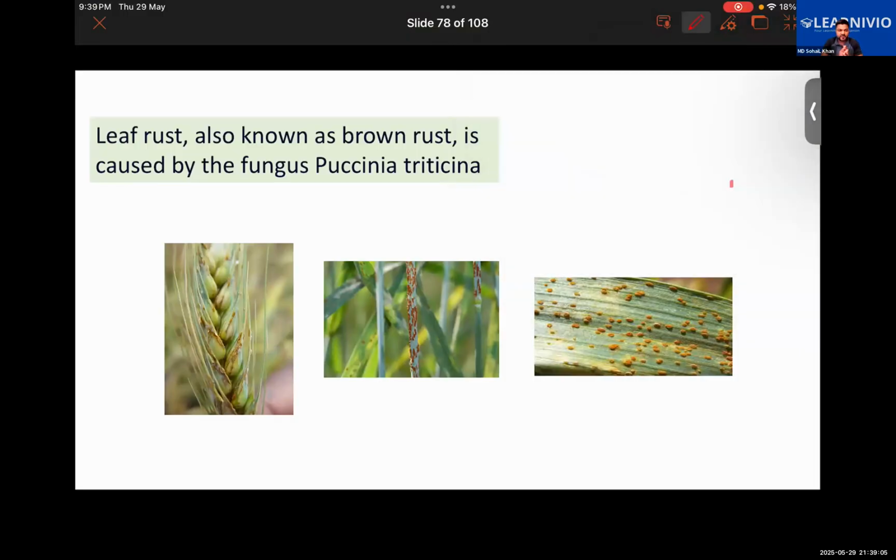Next, we have leaf rust, also known as brown rust. It is caused by a fungus called Puccinia triticina. So what happens in this? Basically, there will be a fungal infection. Particularly, there is a parasitic fungus that lives on the leaves or on the seed grains. So they will either infect the leaves, stems, or the grain of the plant.